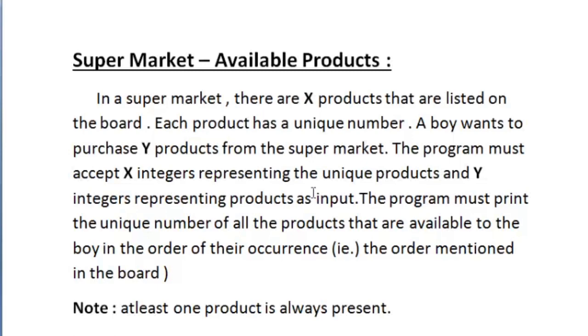needs to buy from the supermarket, which may or may not be available in the supermarket. Then the program must print the unique number of all the products that are available to the boy in the supermarket in the order of occurrence, that is the order mentioned in the board. So let us see our sample input.